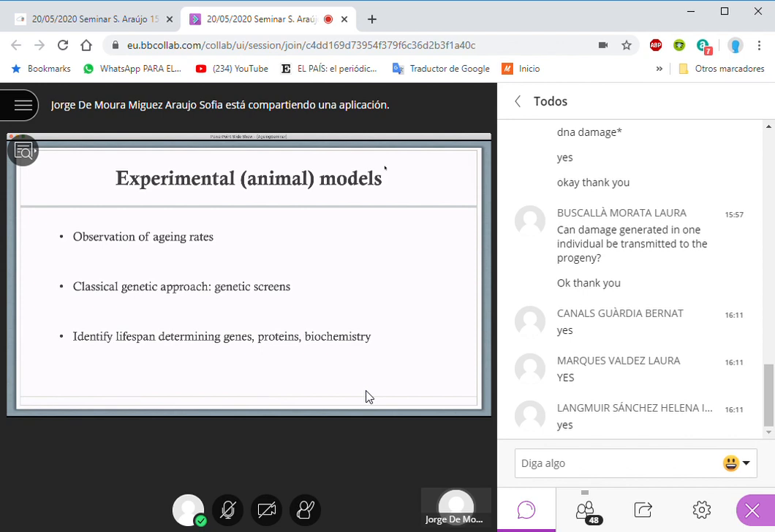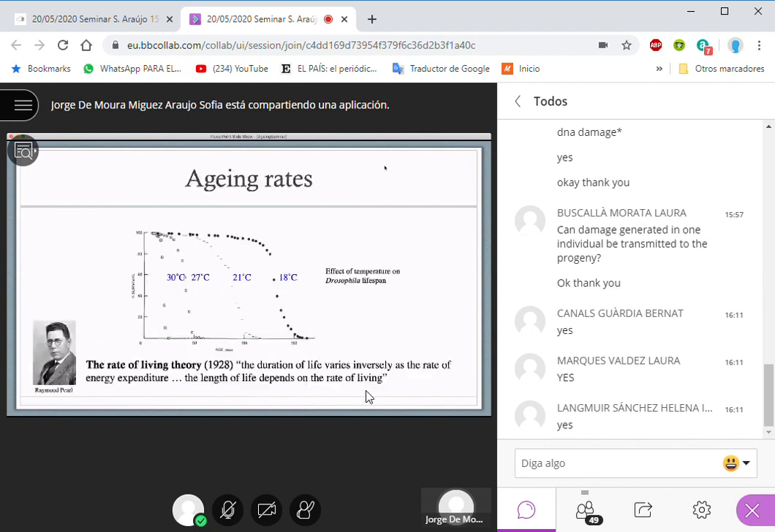And we can do something which is a genetic screen. We can mutate many different organisms and then select the ones that are living longer. This is the principle of this classic genetic approach of a genetic screen. We just mutate a high number of individuals, and with this we can identify lifespan determining genes, we can look at the proteins, we can study the biochemistry, we can study the cells, we can do many different things, okay? But all of this we can then be doing in the lab.